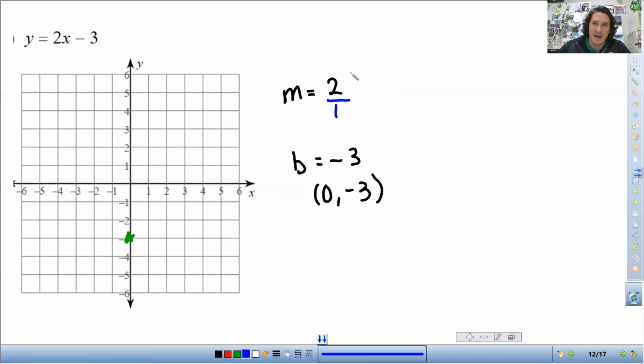So now I can see that from the starting point, I'm going to count up 2, right 1. So from here, I'm going to go up 1, 2, right 1, put my point, and then connect those points with a straight line. All right. Another example.